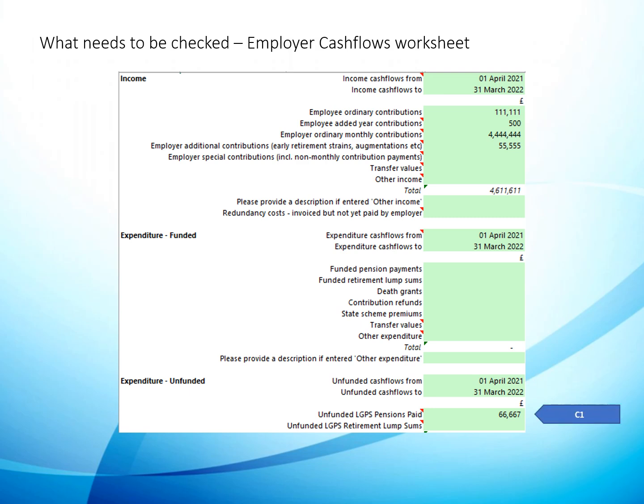Unfunded LGPS pensions paid. Total of any added year's recharges paid, if applicable, box C1 of the PN11 form. Employers will also receive a monthly recharge report from ourselves. The next slide has an example of a PN11 template to help with identifying what needs to be checked.